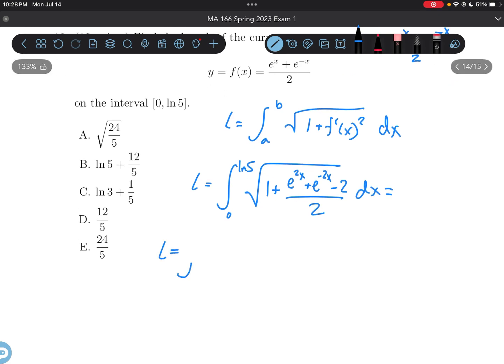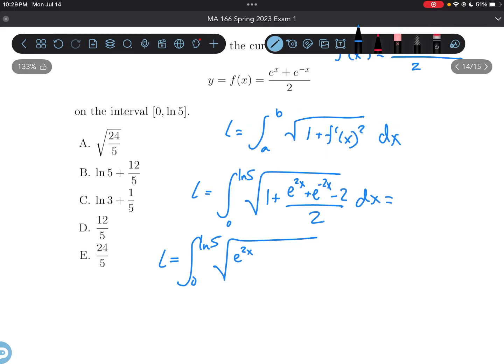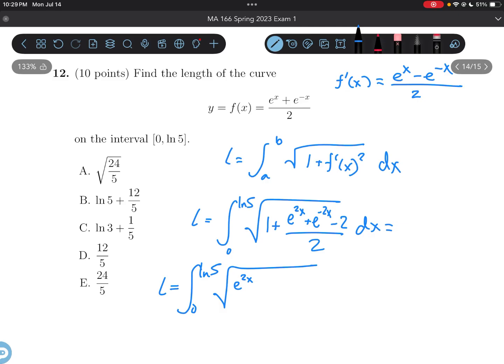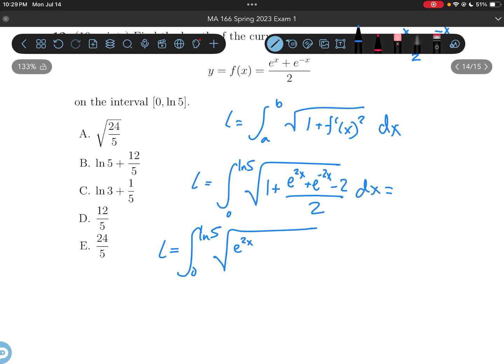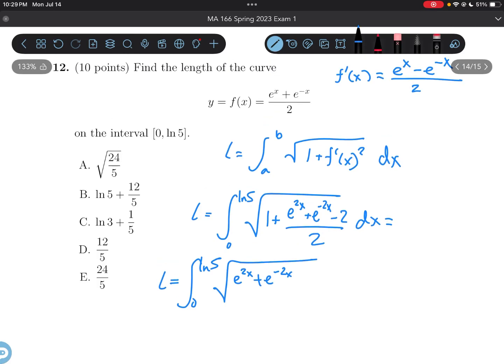And this is equal to e to the power of 2x plus e to the power of negative 2x, over 4. Oh, I made one small mistake. This should be a 4. Okay.